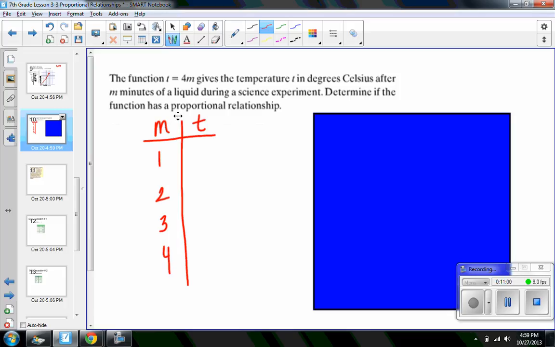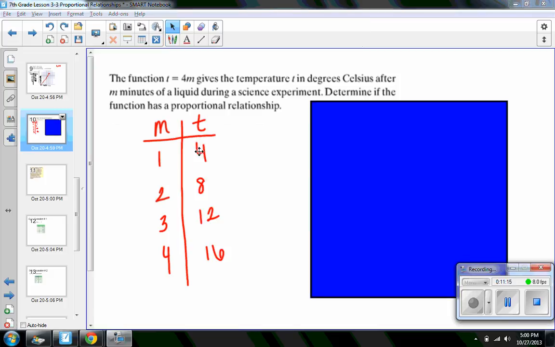So now I want you to go ahead, plug in our inputs to figure out our outputs. Don't go on to the graph yet. Just try the numbers and plug them into the table. So you should have gotten 4, 8, 12, and 16 because you're plugging in 1 times 4, 2 times 4, 3 times 4, 4 times 4.